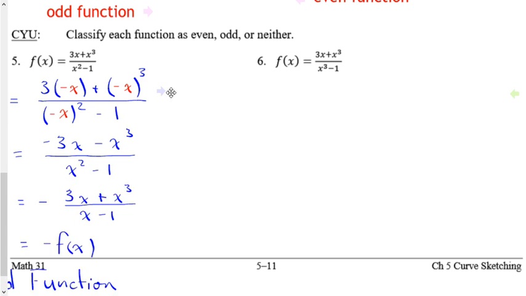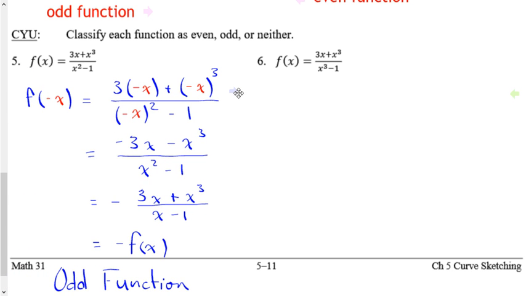Well, for question number 5, hopefully you recognized it's an odd function. And you can see my process there. I'm able to factor out a common factor of -1 from the numerator. And so I get the negative of the original function.